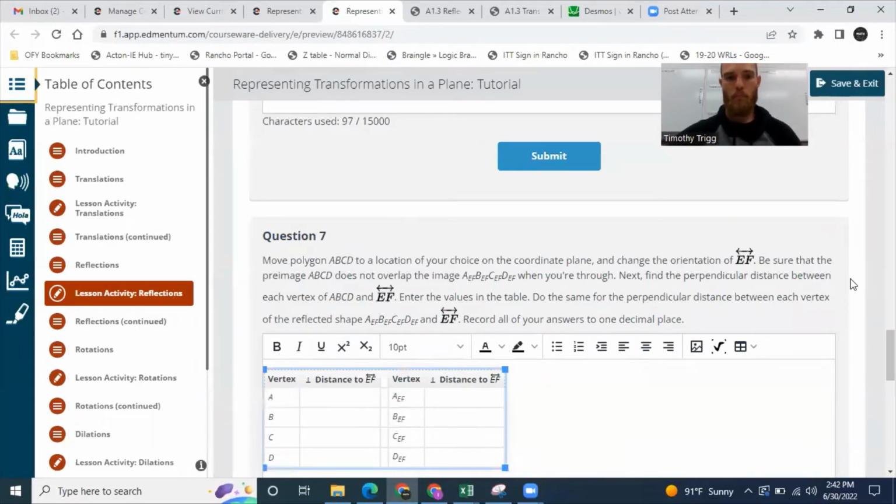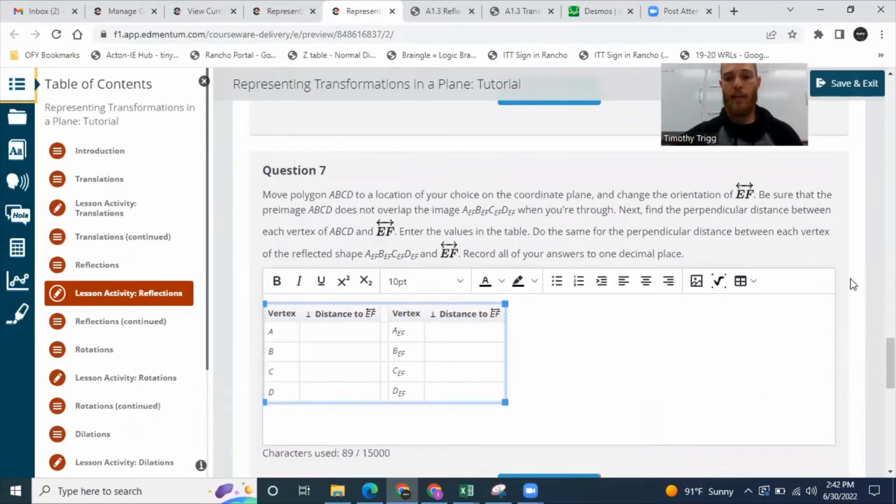Okay. Let's go ahead and go to question 7 here. Move polygon ABCD to a location of your choice on the coordinate plane and change the orientation of EF. Be sure that the pre-image ABCD does not overlap the image when you're through. Next, find the perpendicular distance between each vertex ABCD and EF. Enter the values in the table. Do the same for the perpendicular distance between each vertex of the reflected shape.